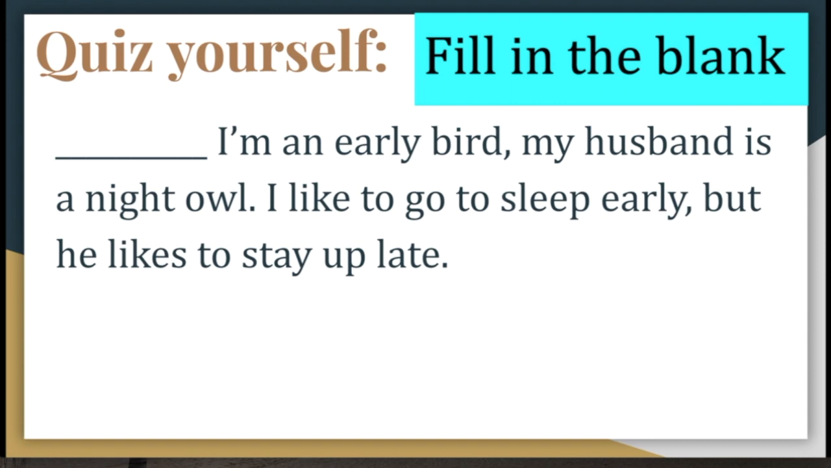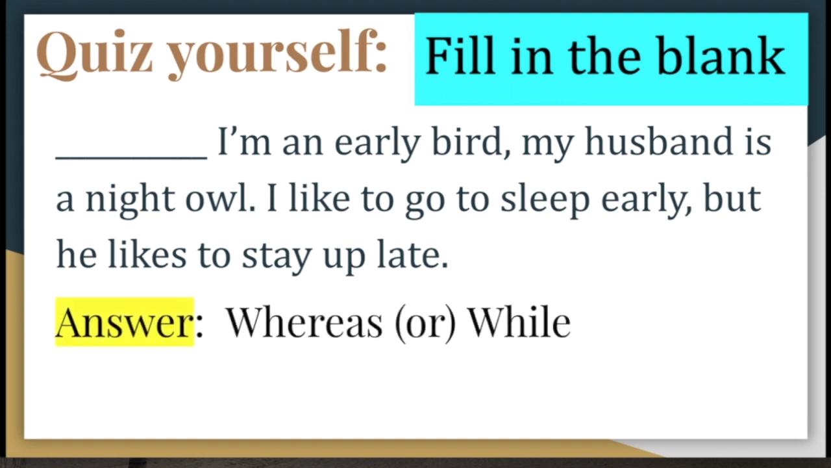Do you know what early bird means or night owl? So I like to go to sleep early, but he likes to stay up late. So early bird means to go to bed early, and staying up late means night owl. Here you could use whereas or while. Could you use anything else? Definitely. You could use although, even though. Those ones would work also.